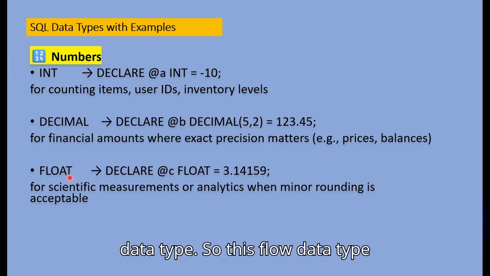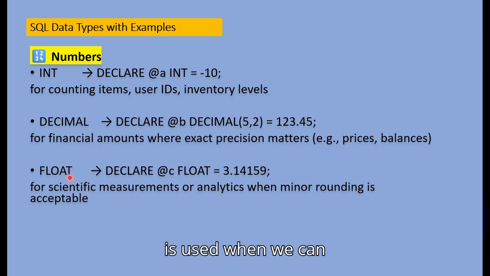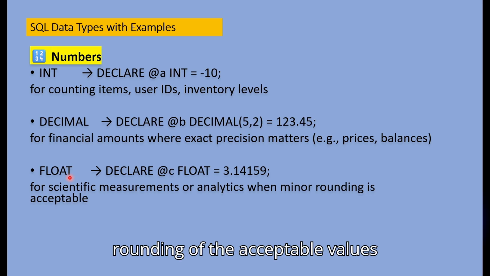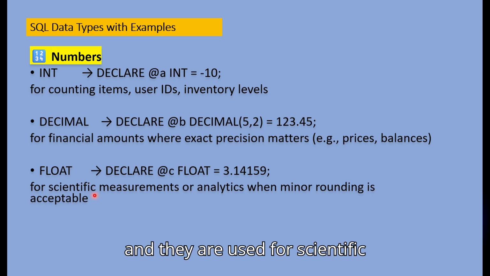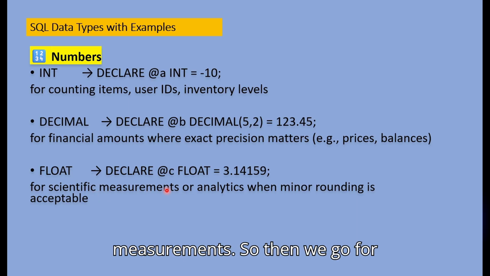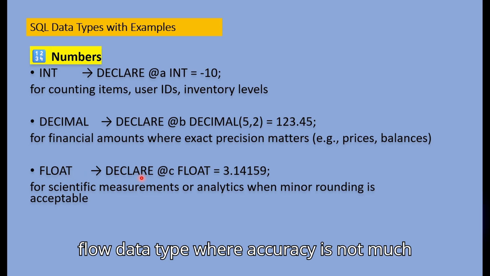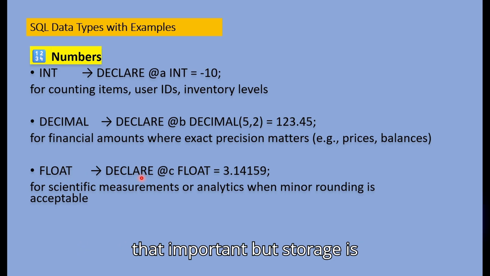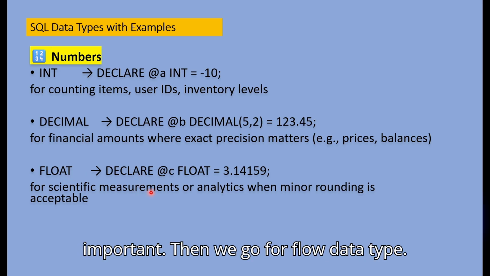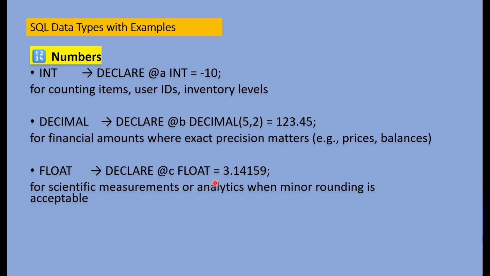Next we have float data type. This float data type is used when rounding off is acceptable, and it is used for scientific measurements. So where accuracy is not that important but storage is important, then we go for float data type. When we need more accuracy, we go for decimal data type.